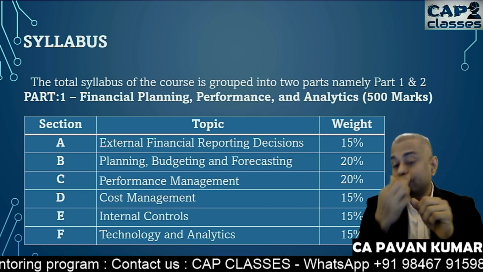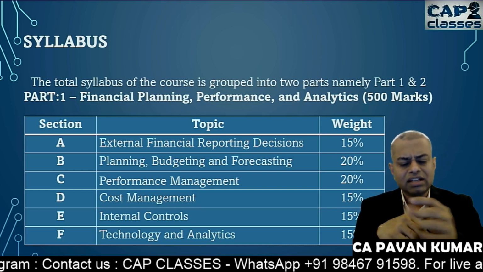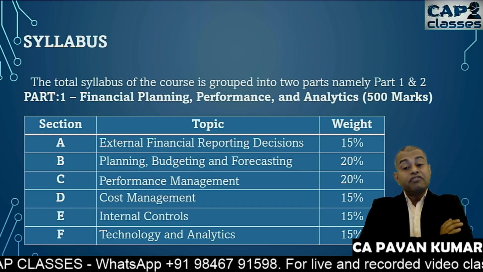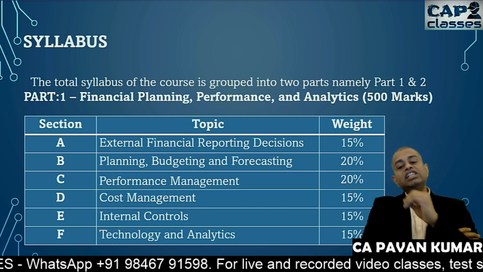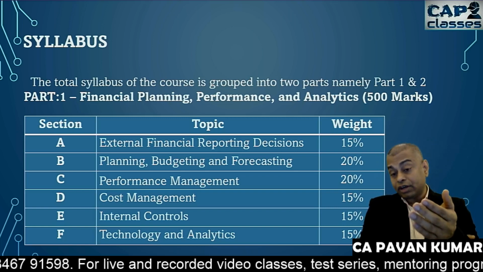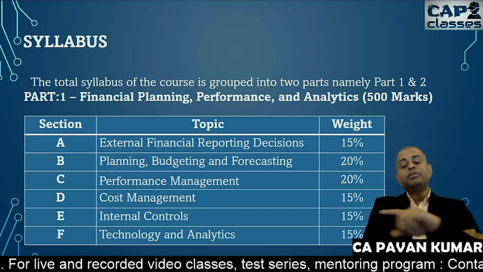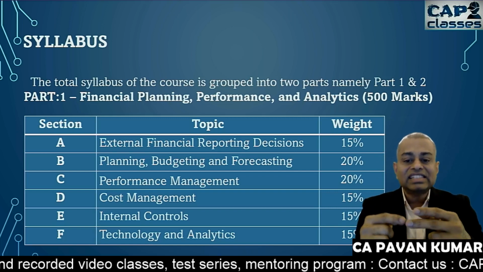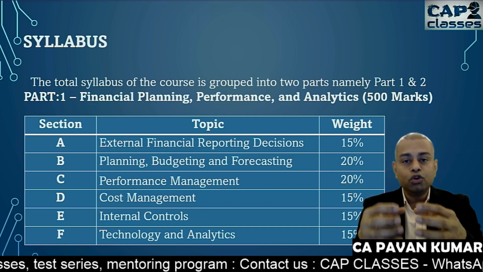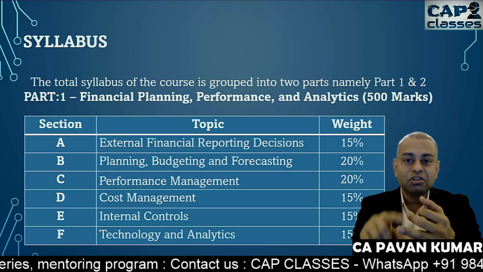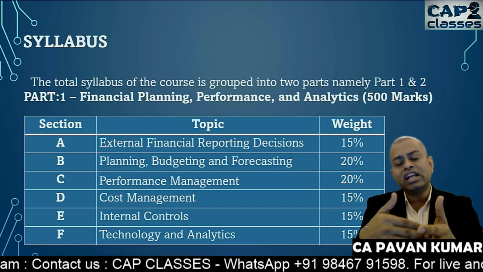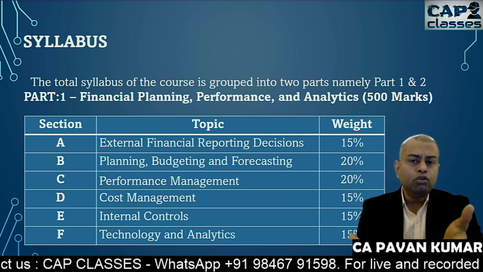Then comes planning, budgeting and forecasting, something related to what you learn in costing. So this is basically budgeting. The weightage is 20%. Then the third one is performance management, which is again a branch of cost accounting. This is also for 20%. Then comes cost management, which is 15%. So if you look at B, C and D, it is more like cost accounting, management accounting. If you look at the evolution of accounting, financial accounting, cost accounting, management accounting, financial management, these are the stages, isn't it? Management accounting is a spin-off from cost accounting only.